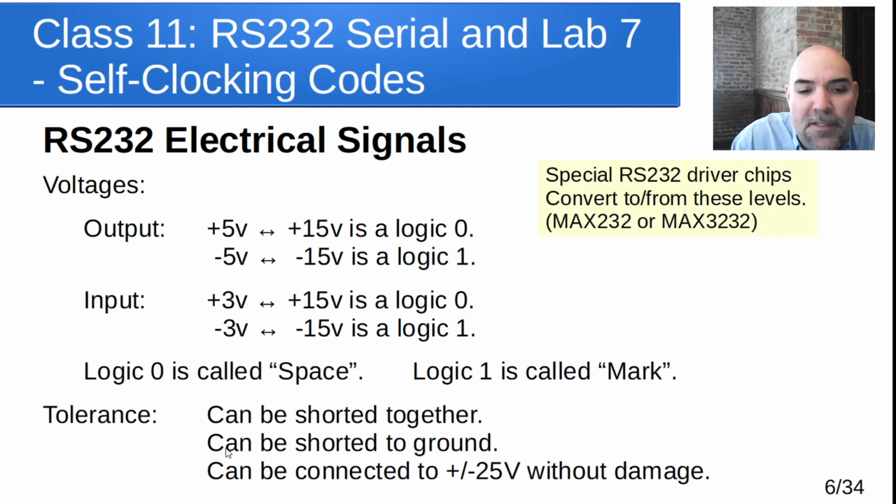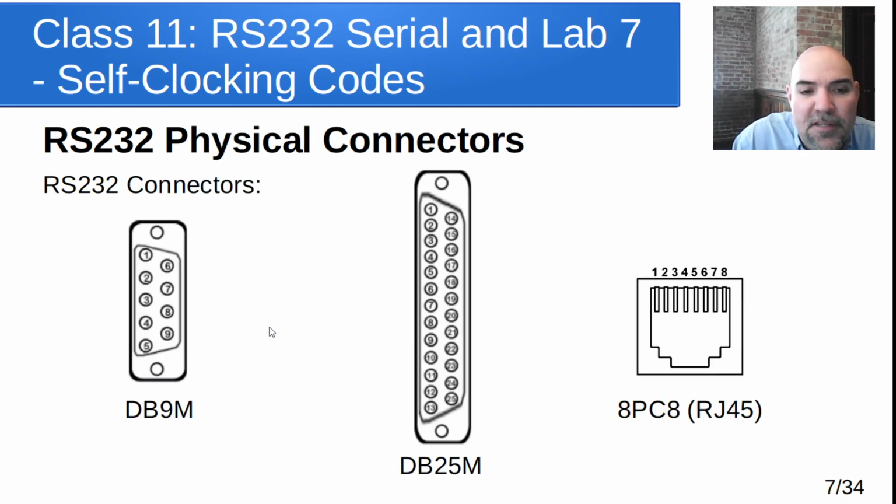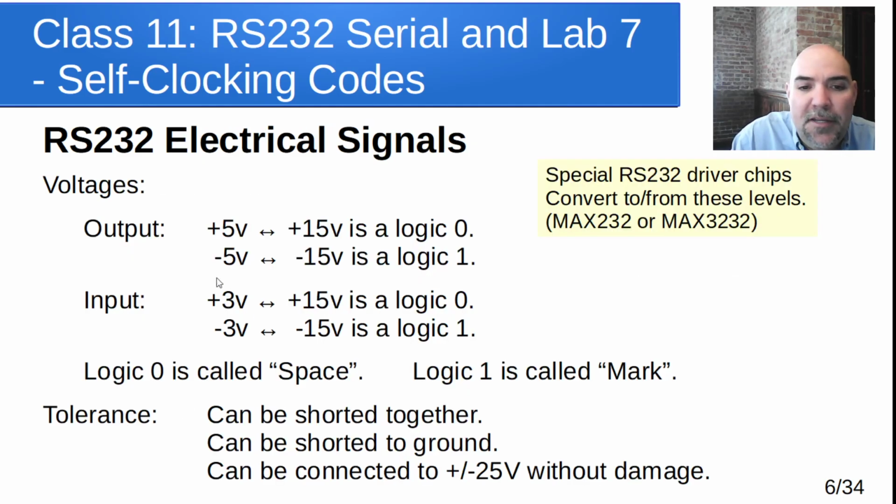Now, a couple things about the tolerance of the pins that carry the electrical signals. It says that any signals can be shorted together without damaging it. They could also be shorted to ground without damaging it, and you can connect it to as much as 25 volts worth of electrical pressure, either in the positive direction or negative direction, without damaging the system.